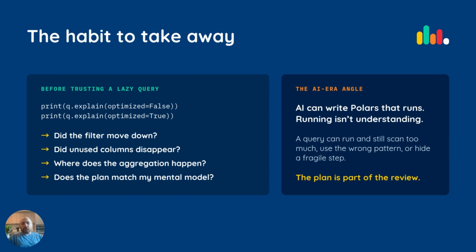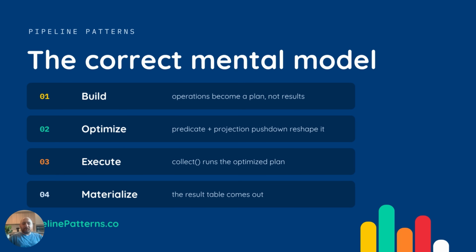So let me leave you with the correct mental model. It's simple. Build the plan, optimize the plan, execute the plan, materialize the results. That's it. And one last honest note. A plan can show you whether the execution shape makes sense. It does not prove your business logic is correct. You still have to validate the metric, the grain, and the meaning. But the plan is one of the things you should inspect before you trust the result.